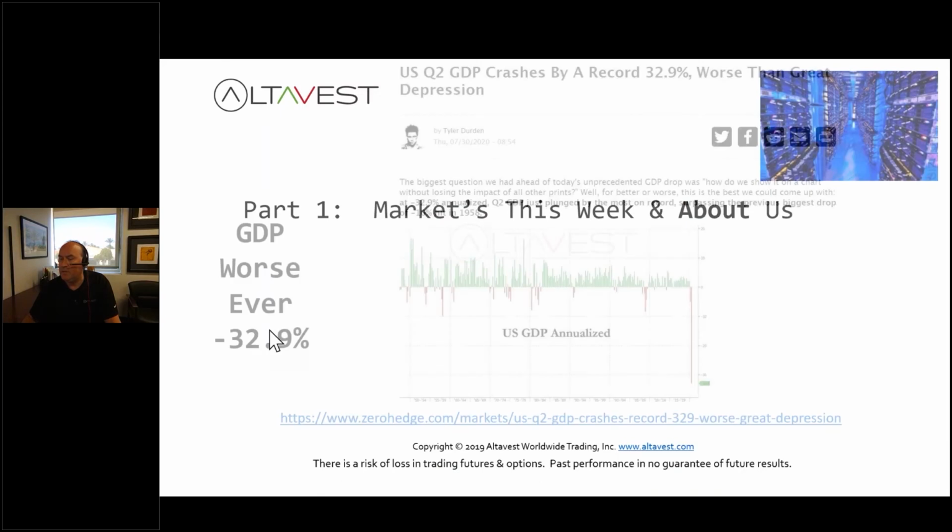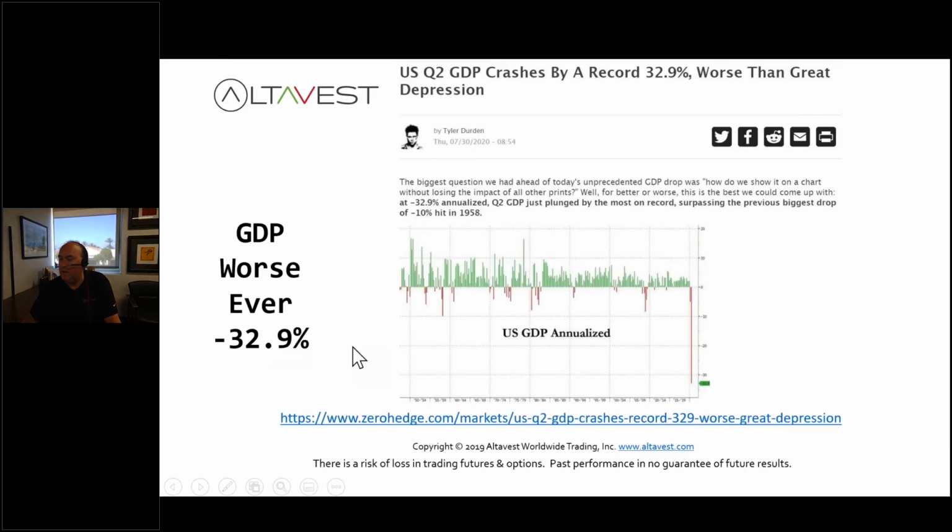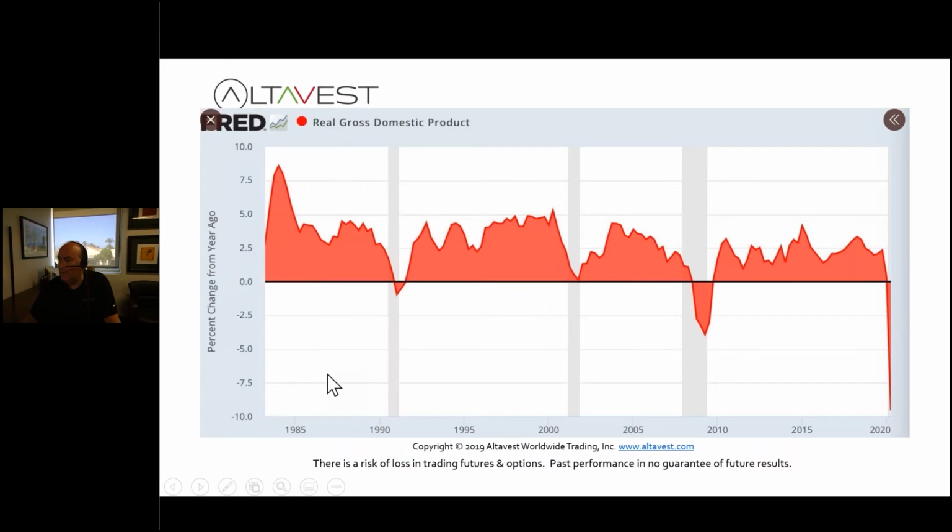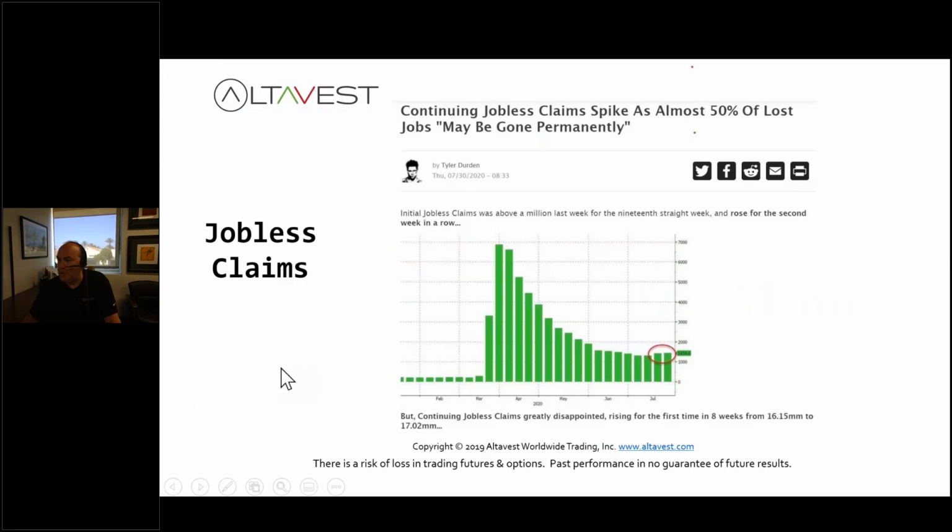So here we go. GDP, worst ever today. So that was kind of expected. Annualized negative 32.9%. So this is what it looks like on this chart here. Pretty dramatic, to say the least. So jobless claims above 1 million last week for the 19th straight week, and actually up from last week as well. And here's what happened.